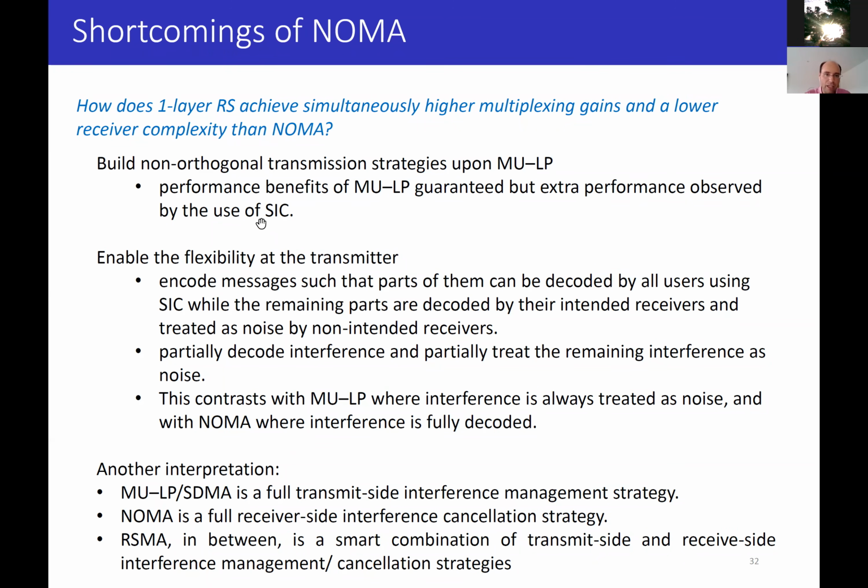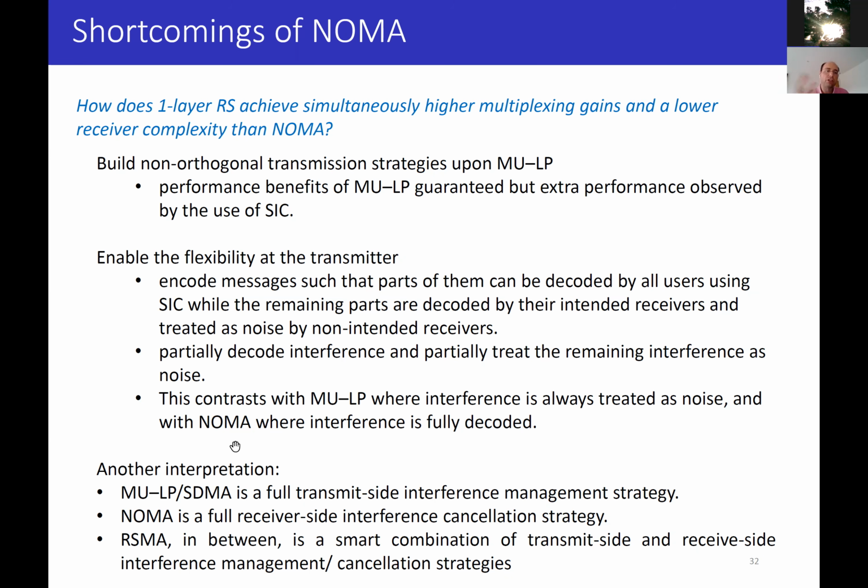And so to enable that, you need flexibility at the transmitter to encode messages such that part of the messages are decoded by all the users and the remaining parts are decoded by the intended receivers. And so part of them is decoded by all the users. This is through the common stream. The remaining part decoded by the intended receiver is through the private streams.